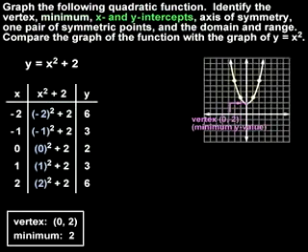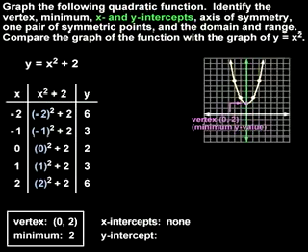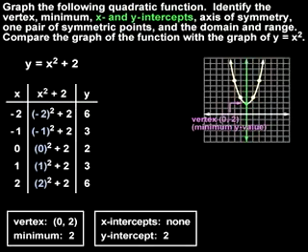Next, we're asked to identify the x and y intercepts of the parabola. Remember that the x-intercepts are the points where the parabola crosses the x-axis. And notice that the parabola does not cross the x-axis. Therefore, there are no x-intercepts. Remember that the y-intercept is the point where the parabola crosses the y-axis, and notice that the parabola crosses the y-axis at the point 0, 2. So the y-intercept is 2.